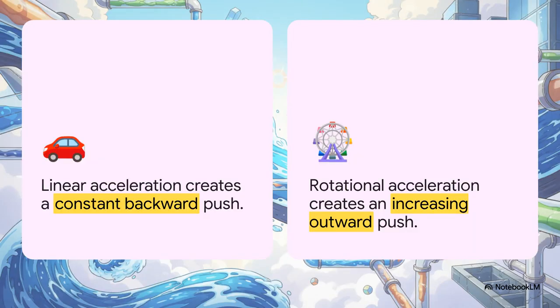With linear acceleration, you get a constant push backward. But rotational acceleration creates centrifugal force, which pushes the fluid outward toward the walls of the container. And here's the kicker. That outward push is not a constant. It actually gets stronger and stronger the further away you move from the center axis.